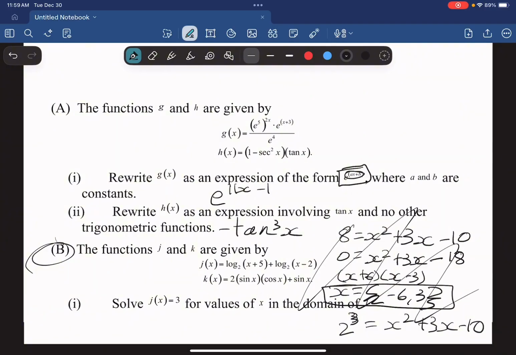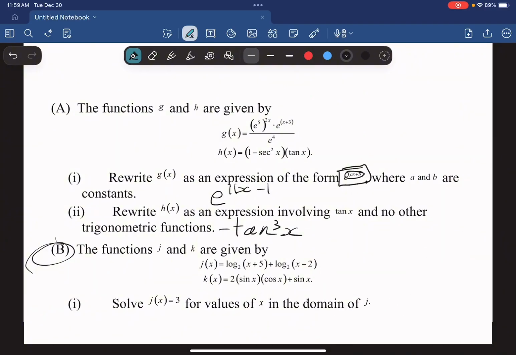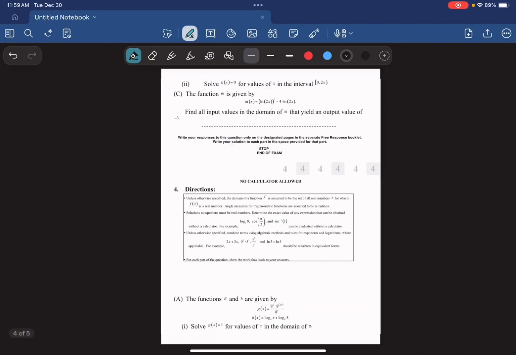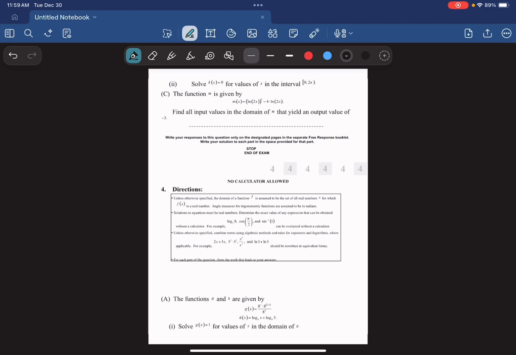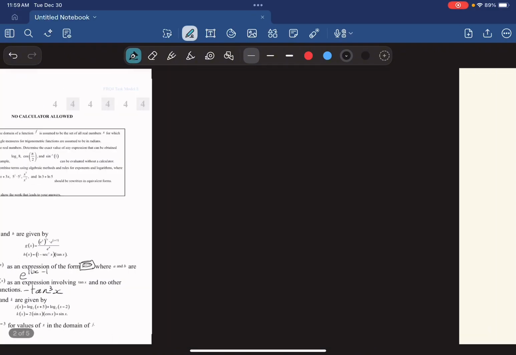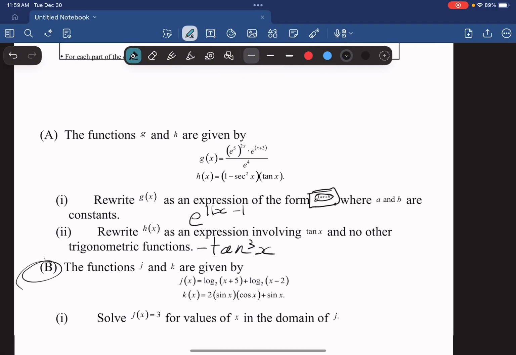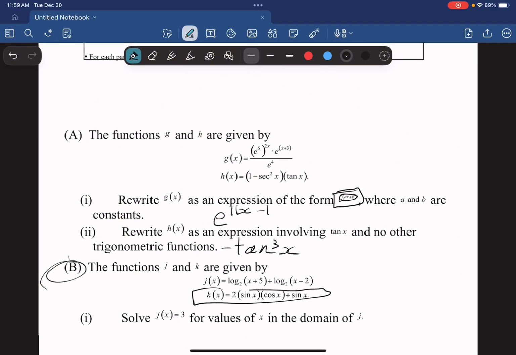Okay. So we've got that first part done. Next part is on the next page. And it says solve k of x equals 0 for all values of x in the interval 0 to 2 pi. And if we go back, that is this function, right?